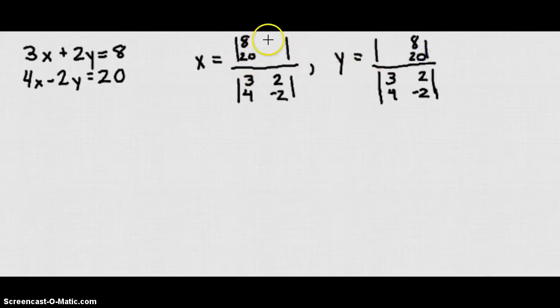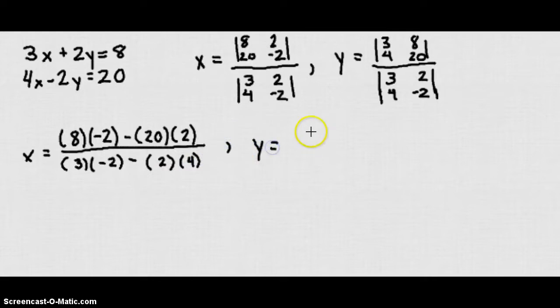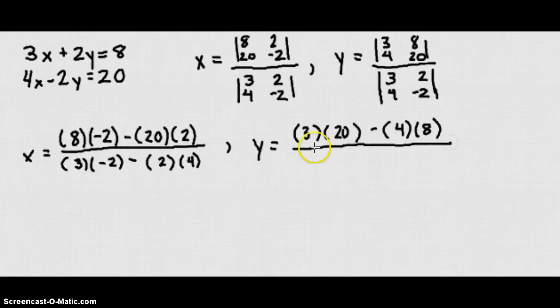On the insides, for the x, I'll put the y's, which is 2, negative 2. For the y's, I'll put the x coefficients, which are 3 and 4. Okay, so now our determinants, we have x is equal to 8 times negative 2 minus 20 times 2 all over 3 times negative 2 minus 2 times 4. For y, we have 3 times 20 minus 4 times 8 all over 3 times negative 2 minus 4 times 2.